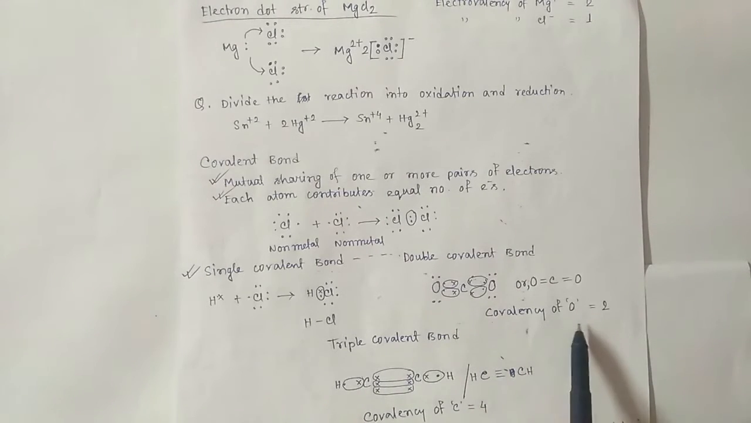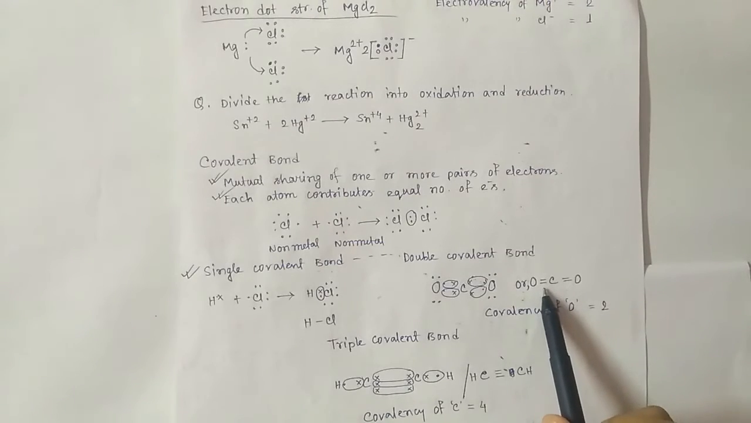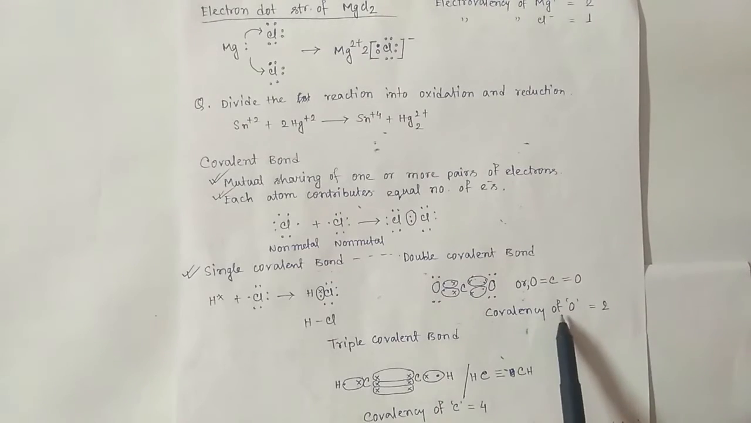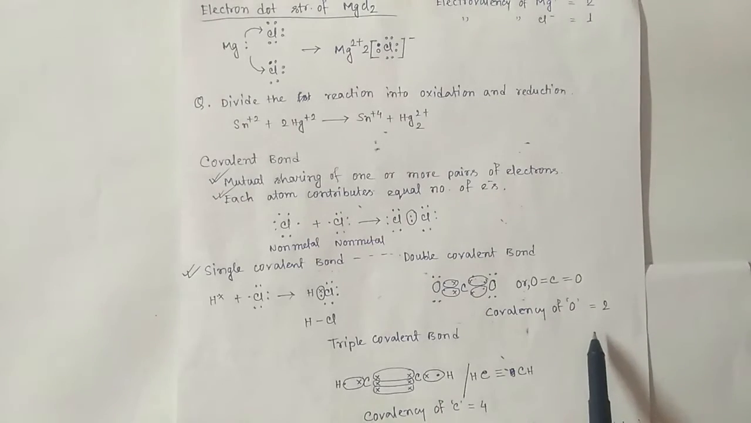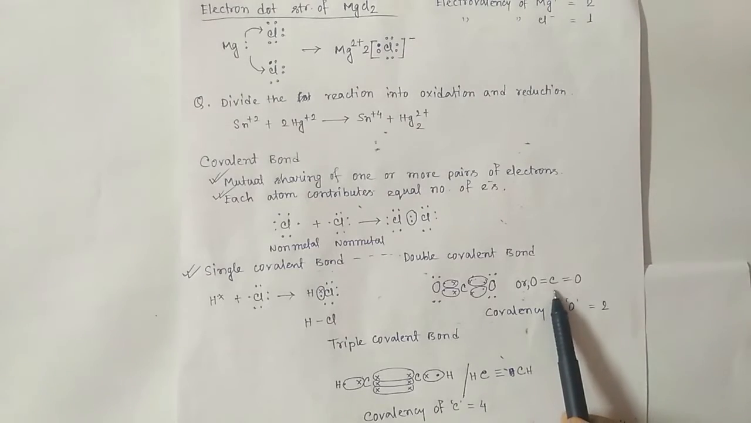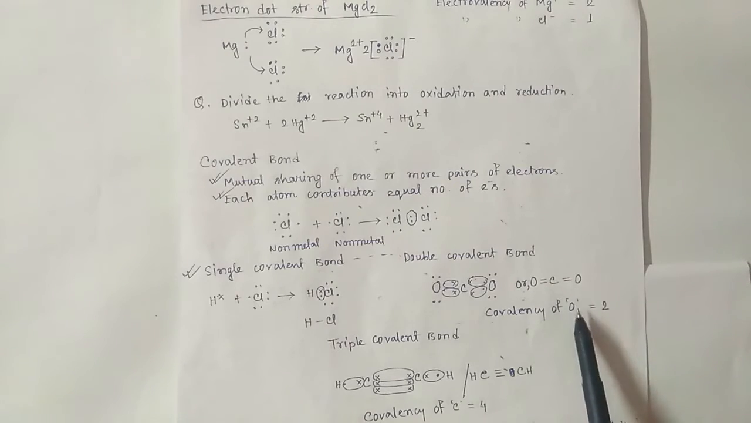So here the covalency of oxygen is 2, because it is forming 2 covalent bonds with carbon. That is why each oxygen atom will have covalency 2. Similarly, here the covalency of carbon will be 4, as it is forming 4 covalent bonds with 2 oxygen atoms.